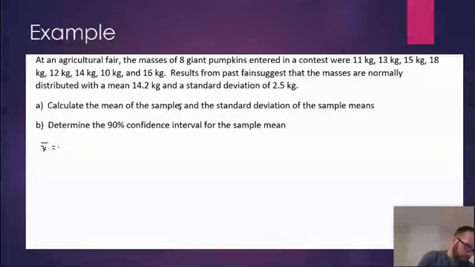So 11 plus 13 plus 15 plus 18 plus 12 plus 14 plus 10 plus 16. So I got 109 divided by 8 pumpkins. About 13. I'll just round it to about 13.6.